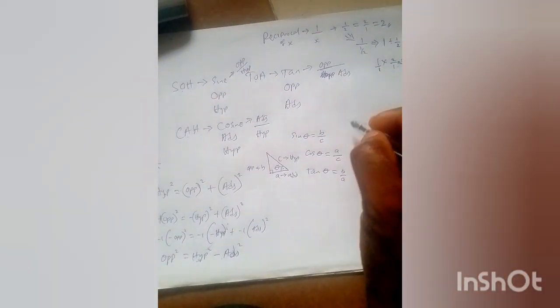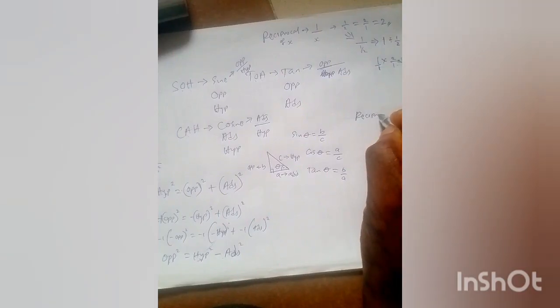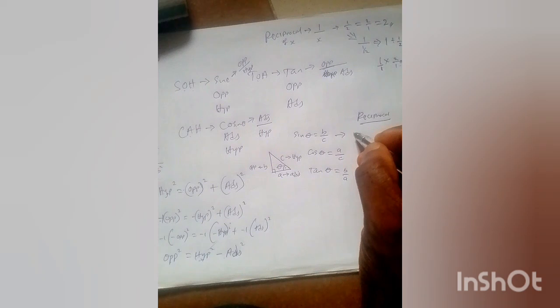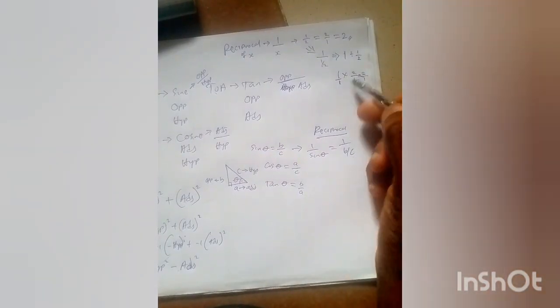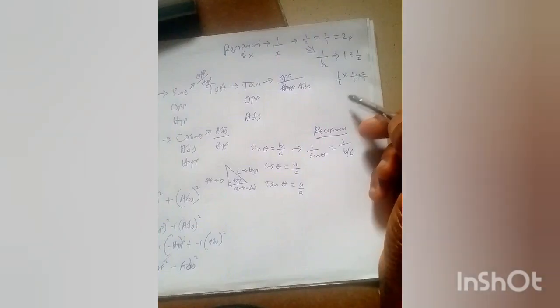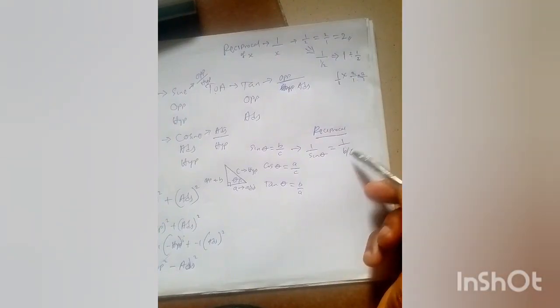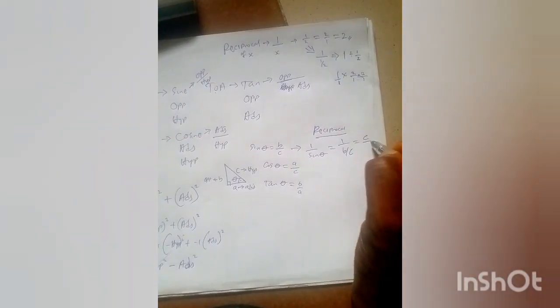Now if I ask, what is the reciprocal of sine theta? The reciprocal of sine theta is 1 over sine theta. And remember, sine theta is b over c. So if you are looking for 1 over b over c, remember from here, we know that the reciprocal of a fraction is turning the fraction upside down. Now 1 over b over c is automatically equal to c over b. So the reciprocal of sine theta is c over b.